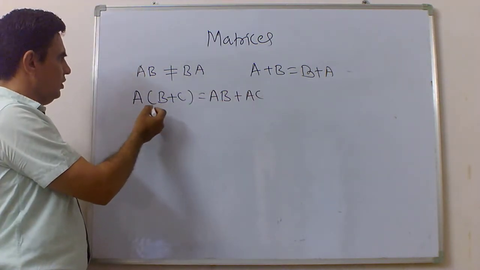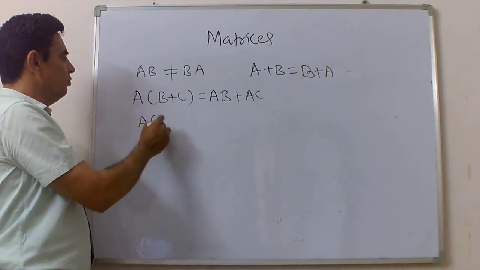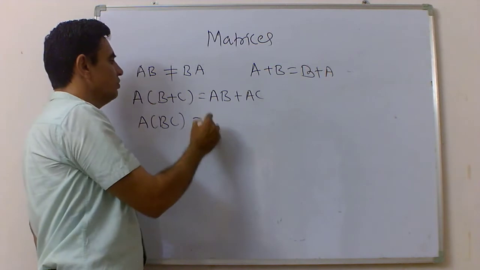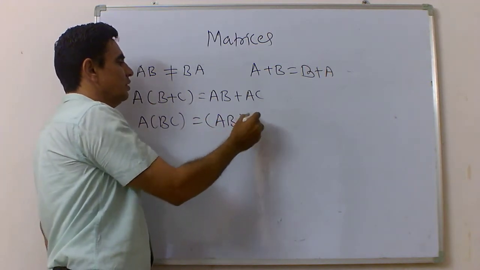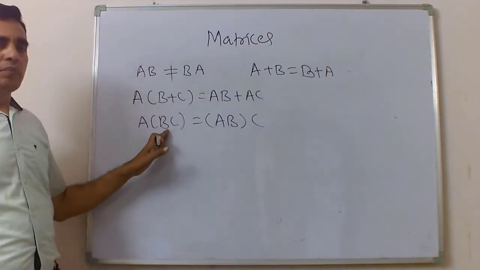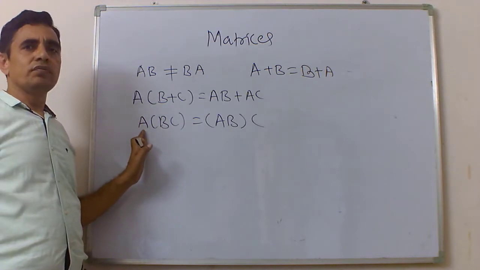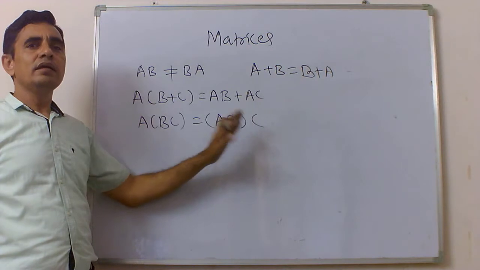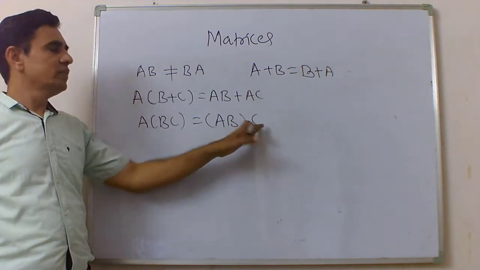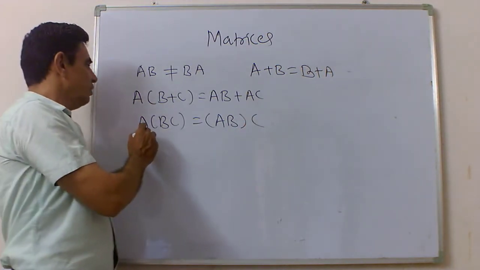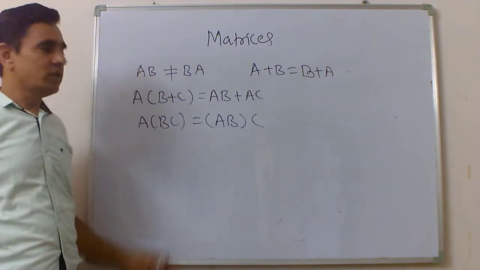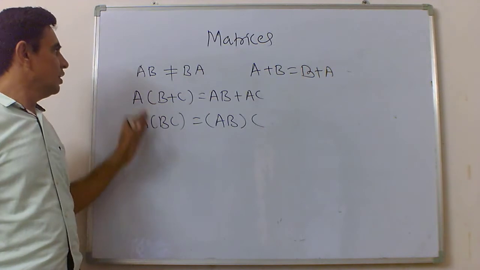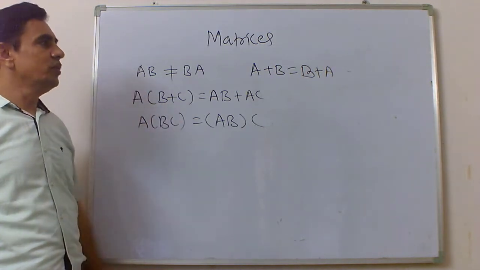After that, A, B, C are three matrices. A into BC is equal to AB into C. First of all, we take the product of BC, then take the product with A. Or first we take the product of AB and then take the product of AB with C. This means that the product of these three matrices A, B, C satisfies the associative property. Here, the distributive property; this is the commutative property.